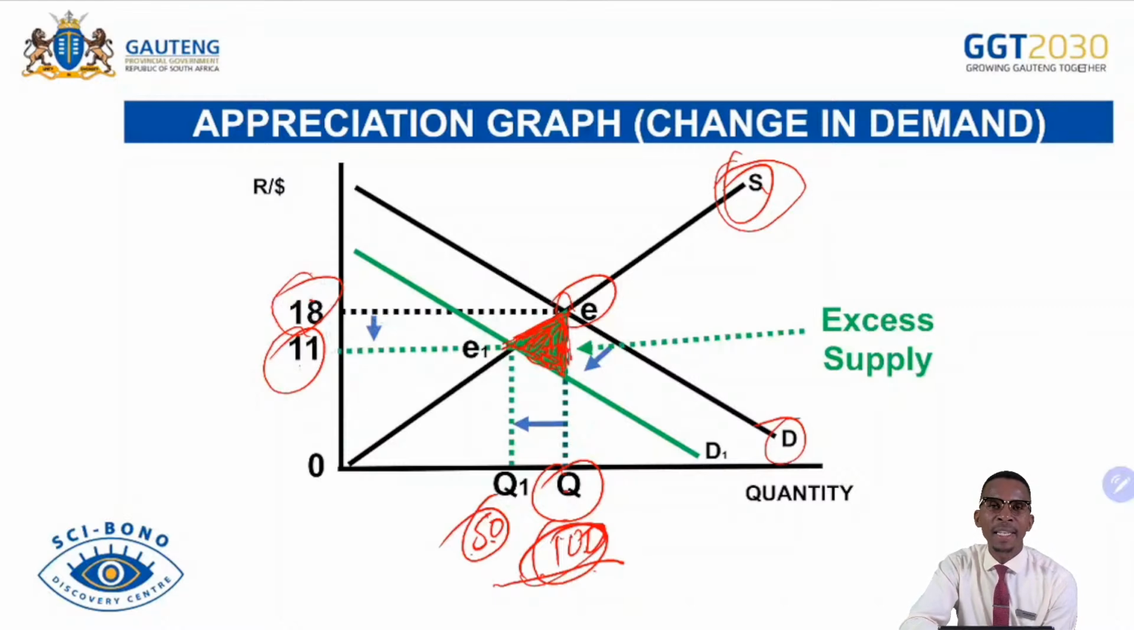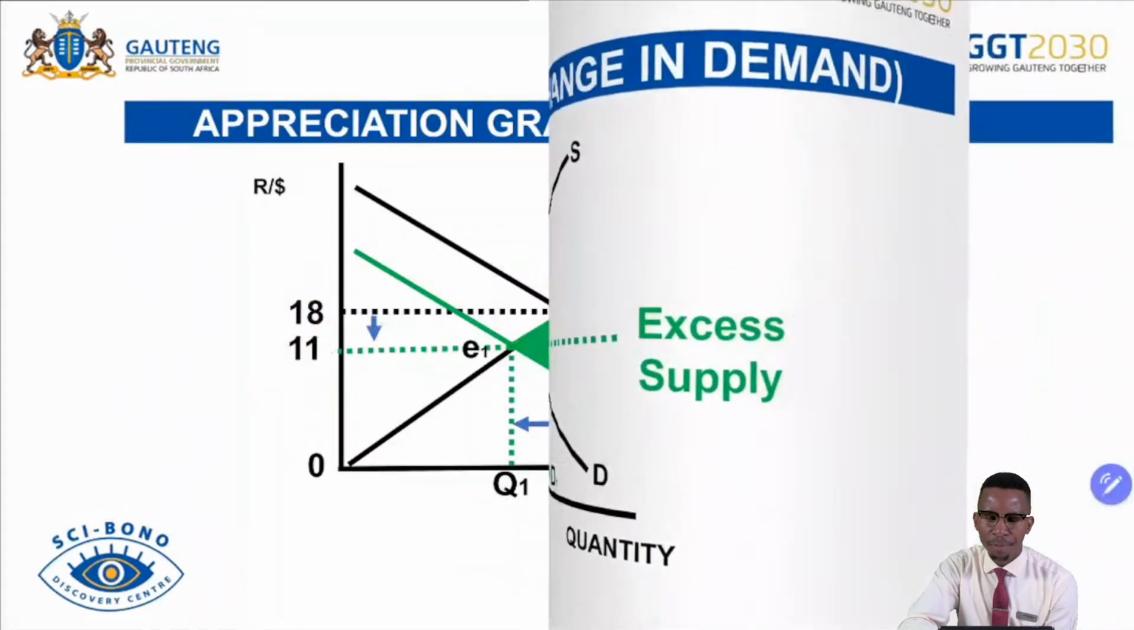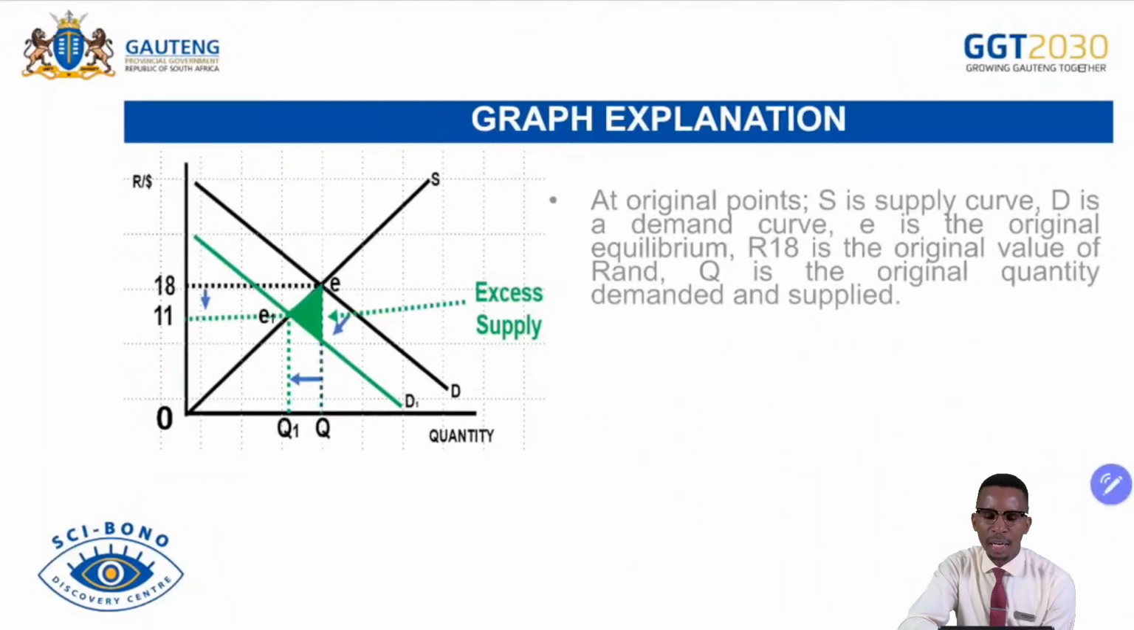It is caused by excess supply. The excess supply is not caused by an increase in supply. The supply remains constant at 100 units here on the original supply curve. However, the demand is decreasing to D1. That simply means as the demand decreases from 100 to 50, the supply remains high. In that case, the currency will be appreciating or becoming stronger. So this is the graph explanation.